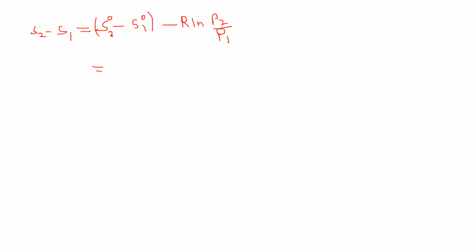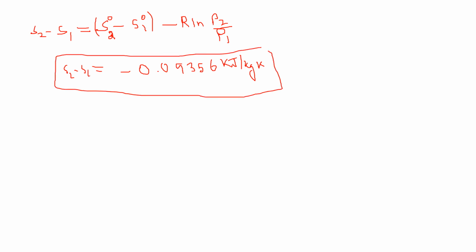All these values I have: S2 0, S1 0, and the R value, which is the universal gas constant, which we already have. P2 and P1 we also have. With that I will get S2 minus S1 as 0.09356 kilojoule per kilogram Kelvin. So we found S2 minus S1. We have it now.